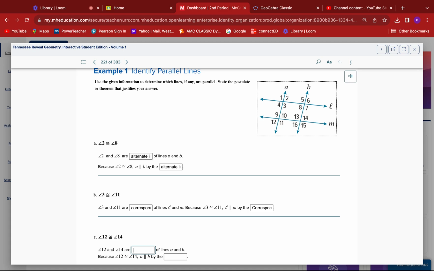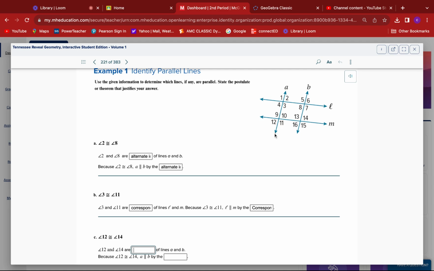Now, are they on the same side of M, or are they on different sides of M? Well, 12 is below line M. 14 is above line M. That makes them alternate angles. Now, the question is, are they alternate interior or alternate exterior? Because those are your two choices after you realize they're alternate angles.